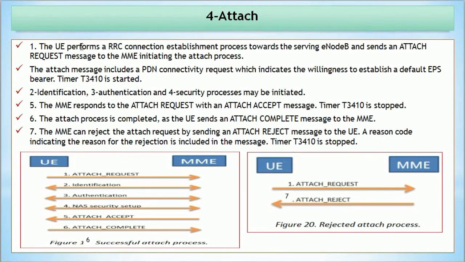The UE performs an RRC connection establishment process. Here UE and MME, here UE performs an RRC connection establishment process towards the serving eNode B and sends an attach request. It sends an attach request message to the MME initiating the attach process. The attach message includes a PDN connectivity request, okay, which indicates the willingness to establish a default EPS bearer.